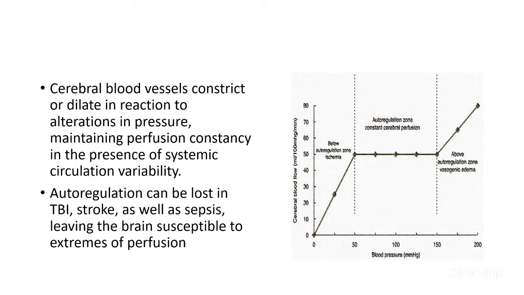So this is the graph showing the x-axis as the blood pressure and the y-axis as the cerebral blood flow. Around 50 to 150, it is a horizontal line. That is the auto-regulation zone. Below 50, there is a chance of ischemia, and above 150, there is hyperemia that can lead to vasogenic edema. So auto-regulation can be lost in traumatic brain injury, stroke, sepsis, and similar disorders.